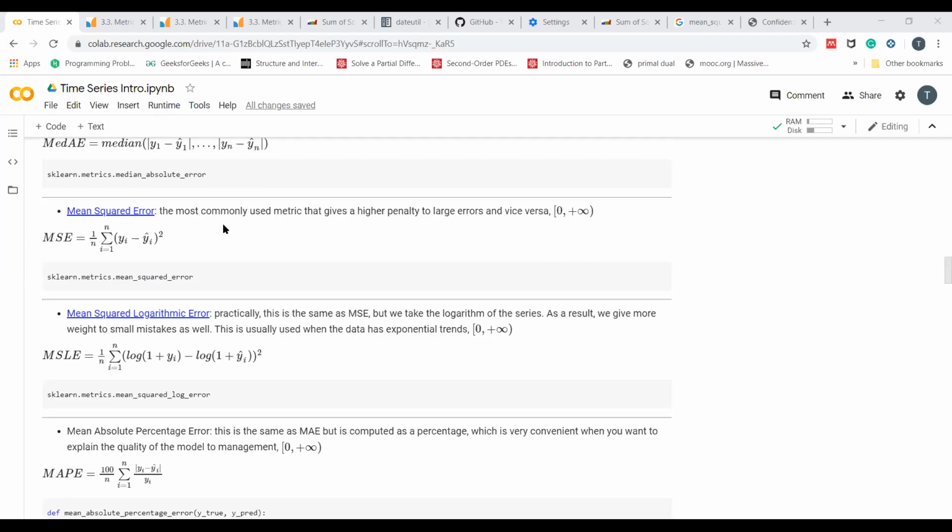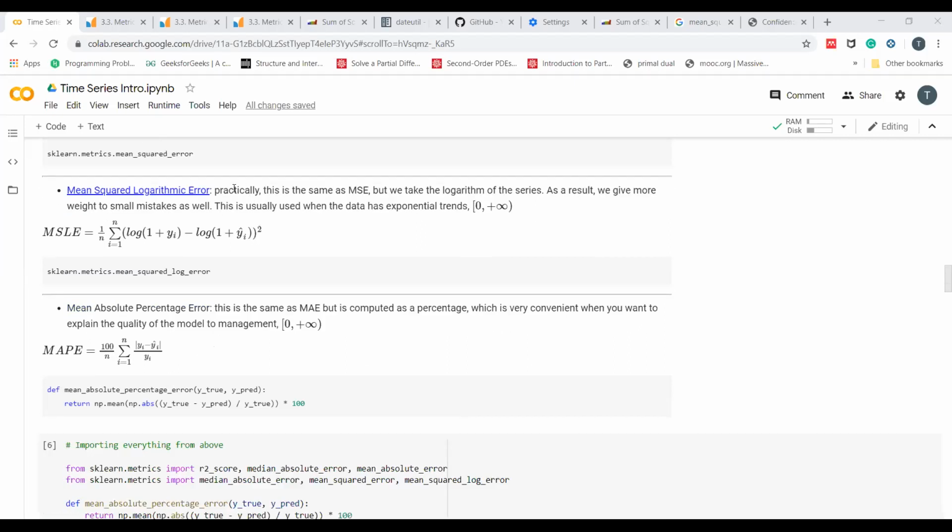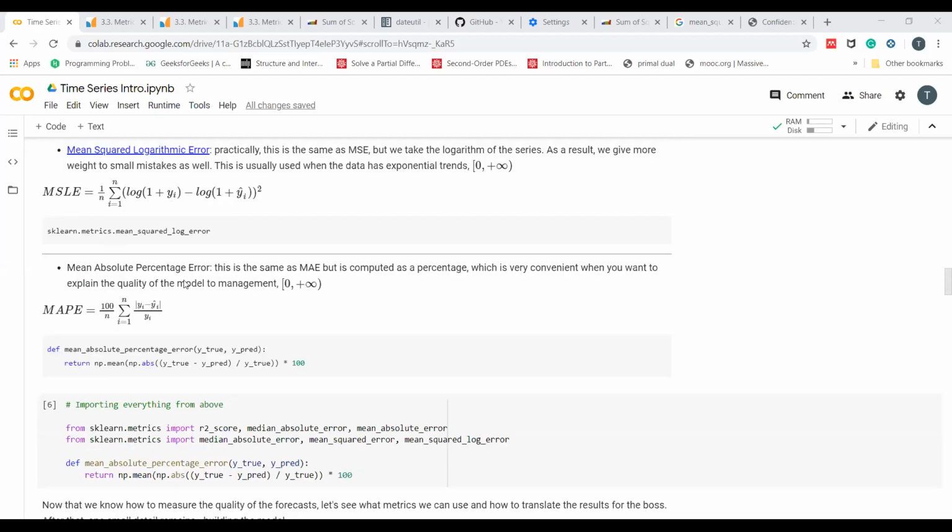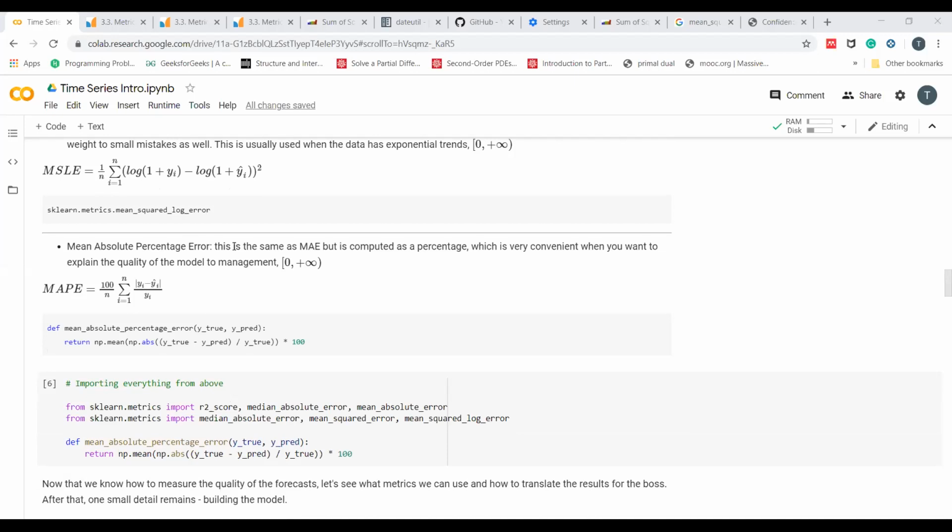And then the next one is the mean squared error. So this is the sum of the squared differences between the actual value and the predicted value divided by the number of samples. And the mean squared logarithmic error is somewhat similar to the idea of mean squared error, but it's just in a logarithmic scale. And the next one is the mean absolute percentage error. This is the same as the mean absolute error, but in the form of percentage.